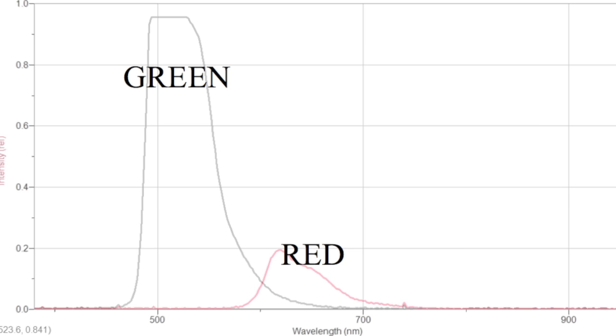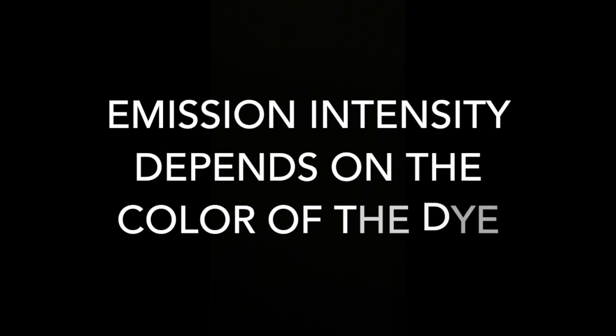Our results show that the green dye is emitting higher energy wavelengths, meaning it must be absorbing lower energy wavelengths compared to the red dye, which is emitting lower energy wavelengths and thus must be absorbing higher energy wavelengths. This means that the green dye absorbed more photons than the red dye and thus released more photons when electrons returned back to the ground state compared to the red dye. Thus, emission intensity depends on the color of the dye.